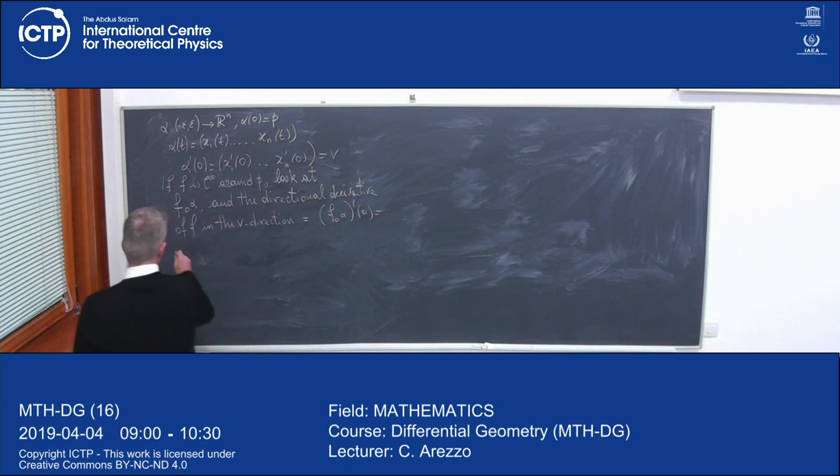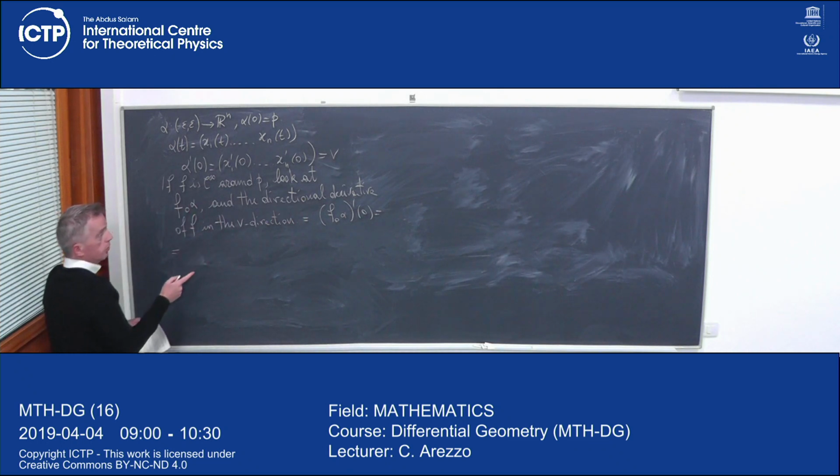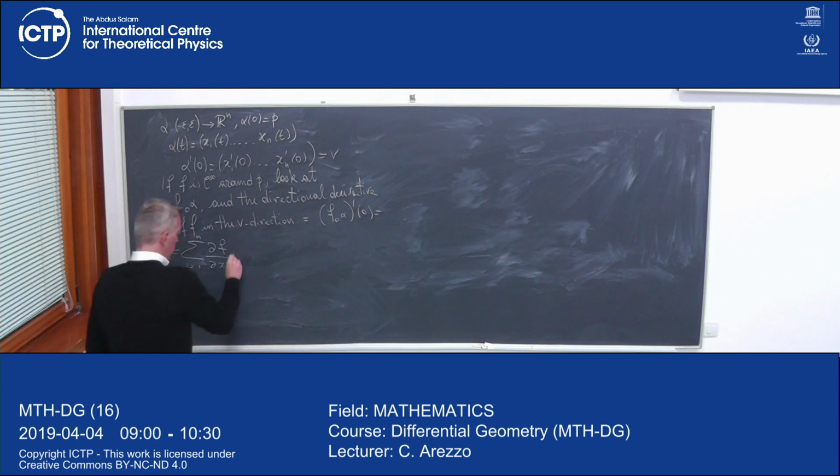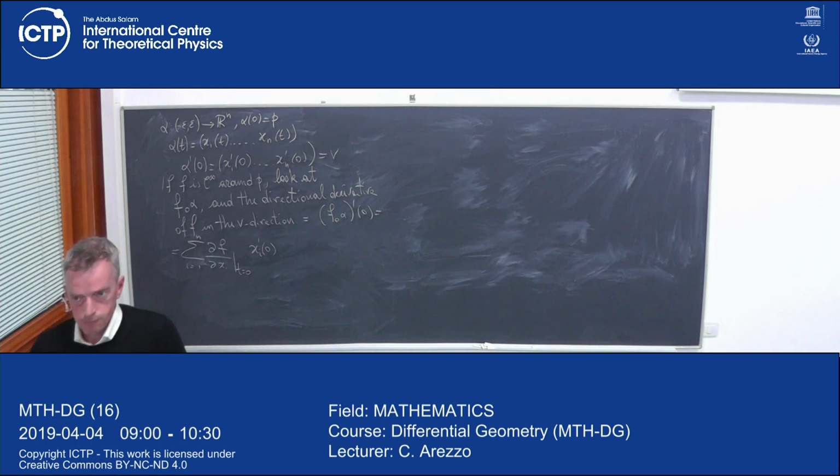But remember, we did it many times, but let's do it for the last time. So this is what? By chain rule, no? f is a function of x1, ..., xn. These are functions of t. So if I express this in terms of partial derivatives, what do I get? I get the sum of df/dxi at t equal to 0 times x_i prime of 0. Okay? Just chain rule.